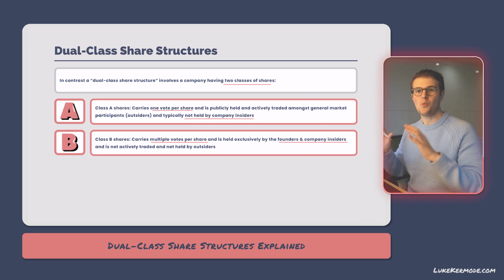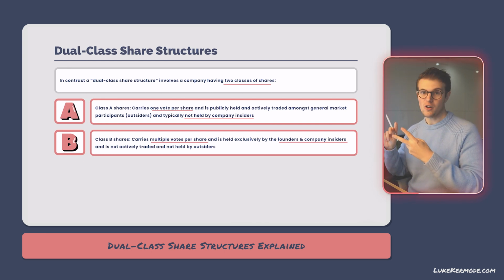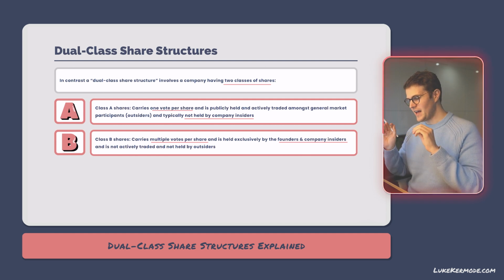So what company managers are doing here by creating two classes of shares is allowing the founders and the key company insiders like the CEO to have a bigger say in key corporate decisions and key corporate matters, like changes to company bylaws, voting on mergers and acquisitions, changes to board members. That's what this share structure is really getting to.